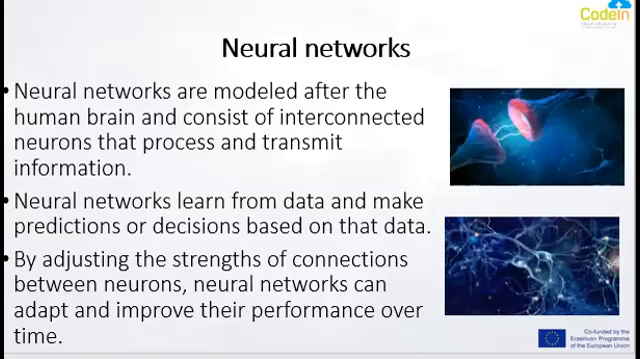Neural networks are algorithms modeled after the structure of the human brain, consisting of interconnected nodes or neurons that process and transmit information. They're used in machine learning and deep learning to learn from data and make predictions or decisions. By adjusting the strengths of the connections between neurons, neural networks can adapt and improve their performance over time. Essentially, they allow machines to recognize patterns and make decisions based on data, much like how humans learn from experience.